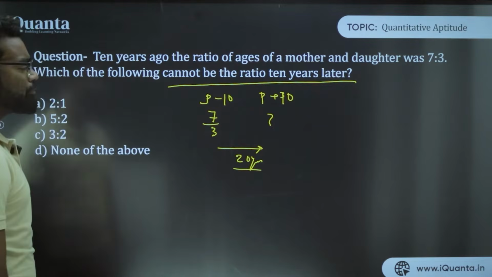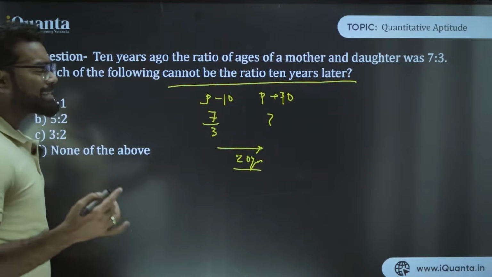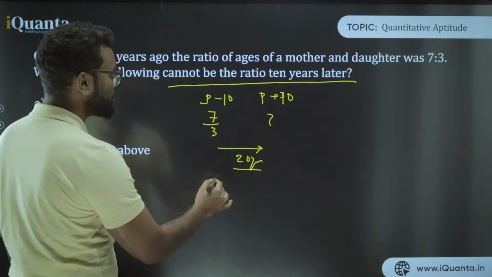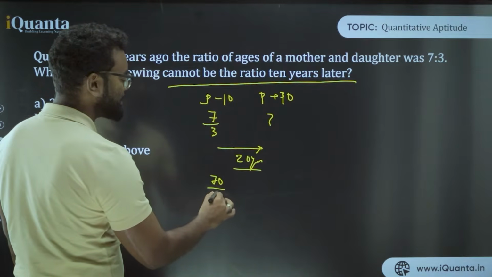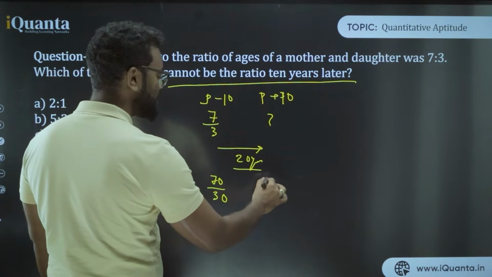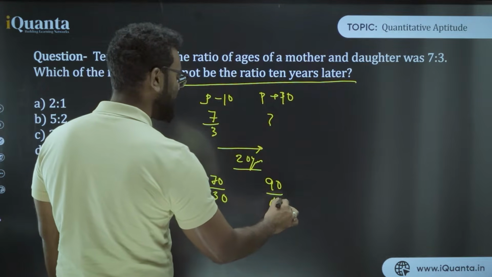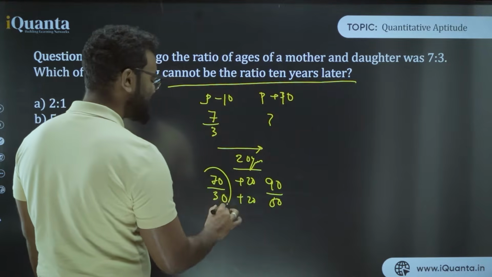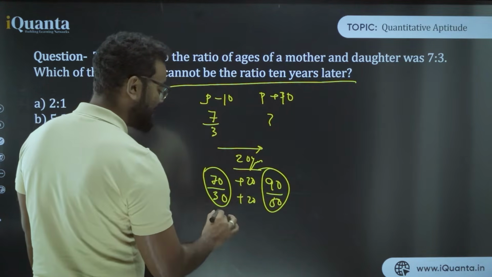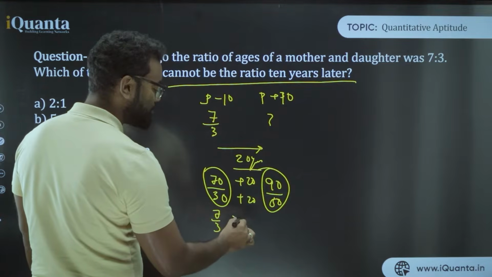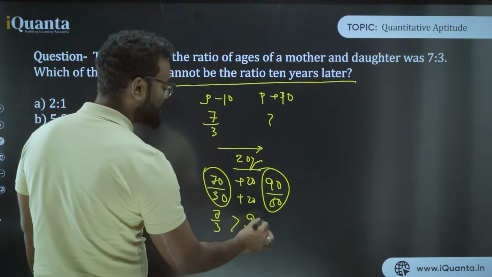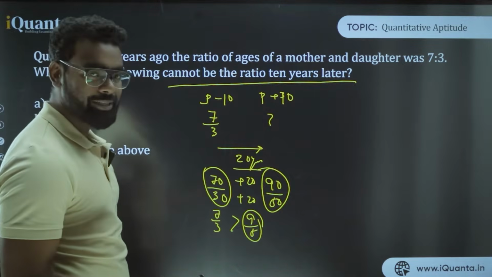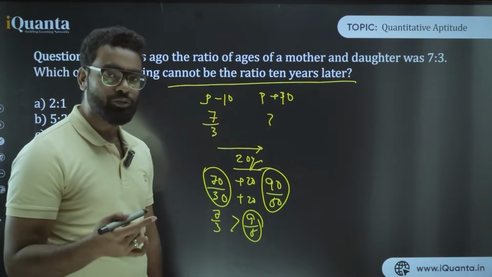Let me give you one example first, because you need to understand by example. Let's say the mother's age is 70 and the daughter's age is 30. After 20 years, it will be 90 and 50, because each is increased by 20. Now this is 7 by 3, and this is 9 by 5. 7 by 3 is more than 9 by 5, so the ratio will decrease after 20 years. The ratio won't increase, it will decrease.